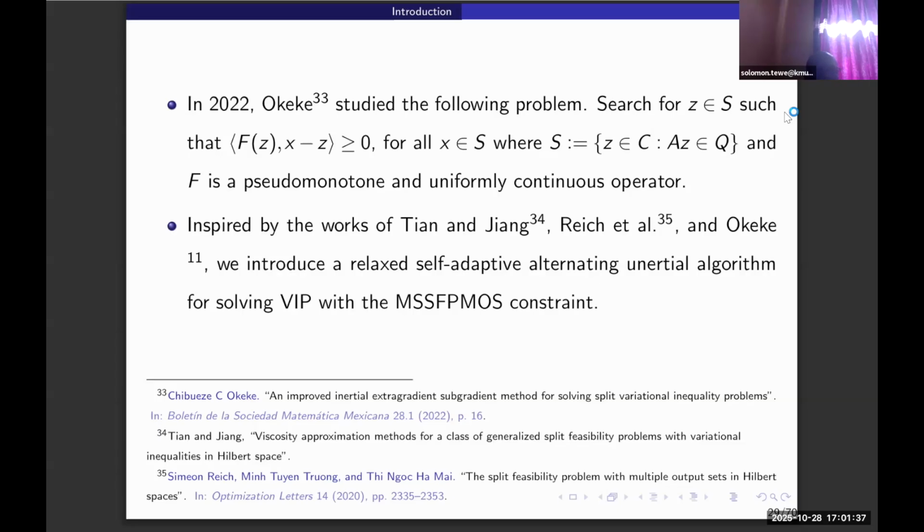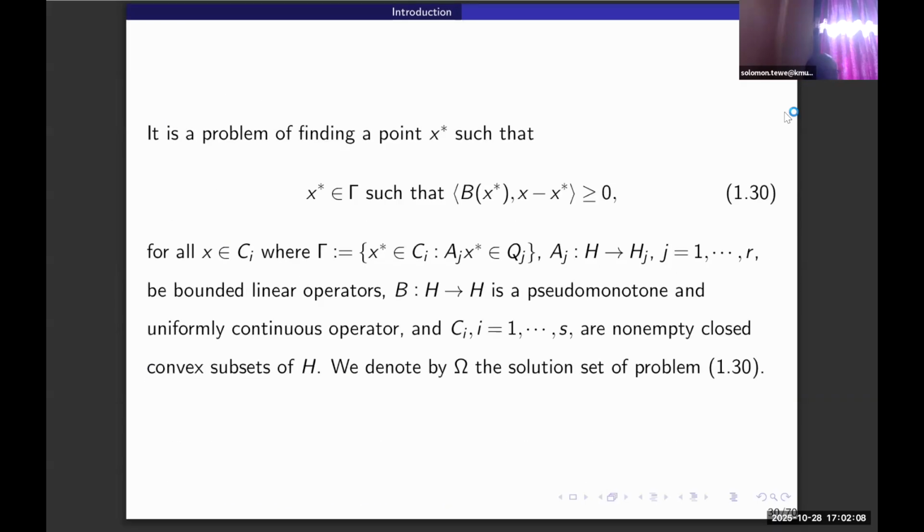So our next result: we are inspired by the works of Tian and Jiang, so we introduced a relaxed, self-adaptive, alternating inertial algorithm for solving the variational inequality problem with a multiple-set split feasibility problem with multiple output set constraint. This is not published yet, but it is accepted in a good journal. So this is a problem that we consider, where we have x star belongs to gamma, where gamma is the solution of the multiple-set split feasibility problem with multiple output sets, such that the inner product, which is shown here, is greater or equal to 0. So this is a more general problem that we consider.